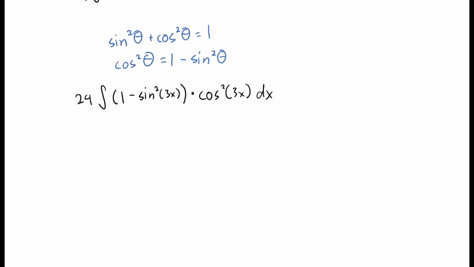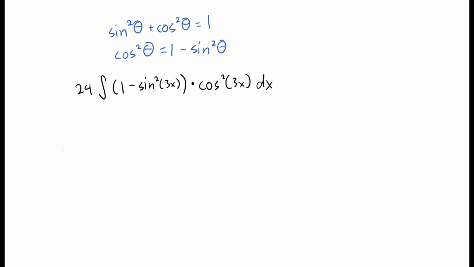And then I'm just going to multiply it all out. So we'll get 24 times the integral of cosine squared 3x minus sine squared 3x cosine squared 3x. And then the next thing we're going to do is use double angle identities in order to get rid of some of the squares.